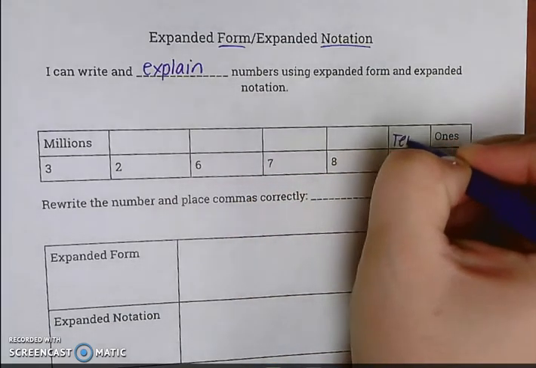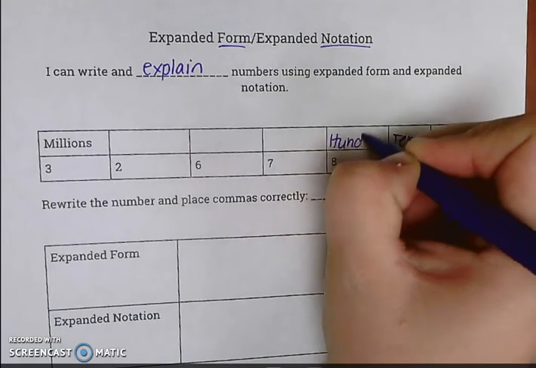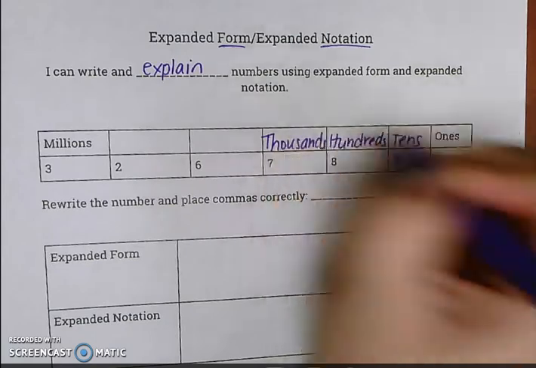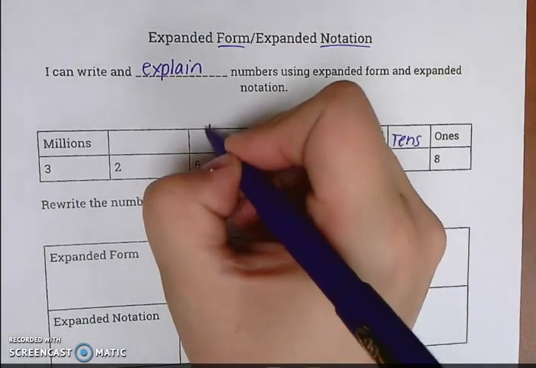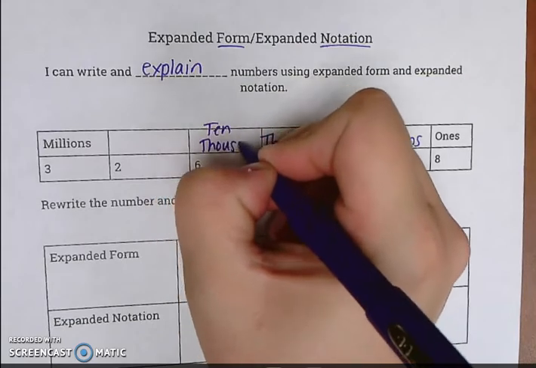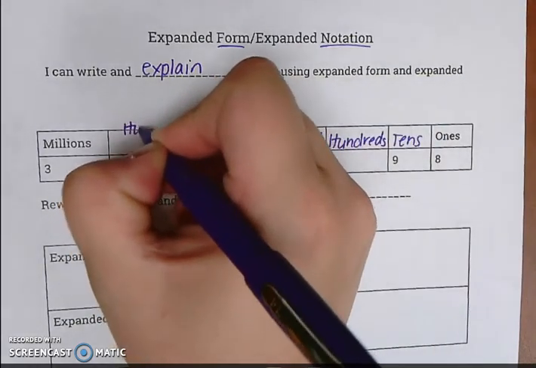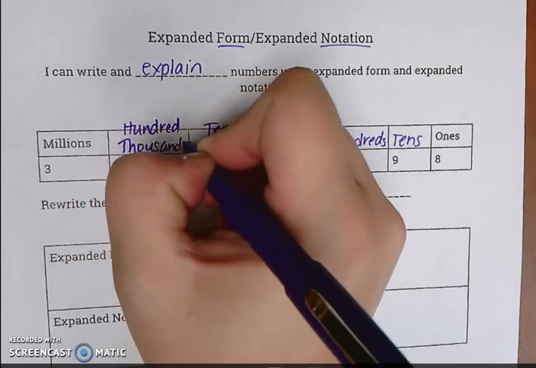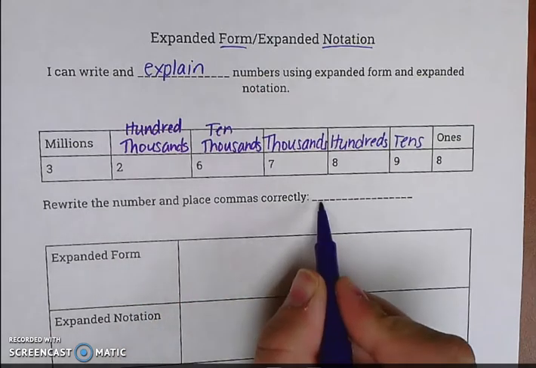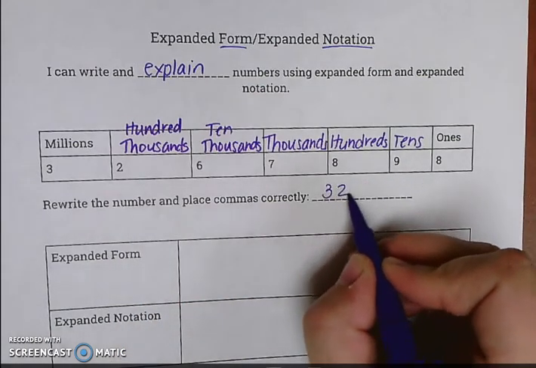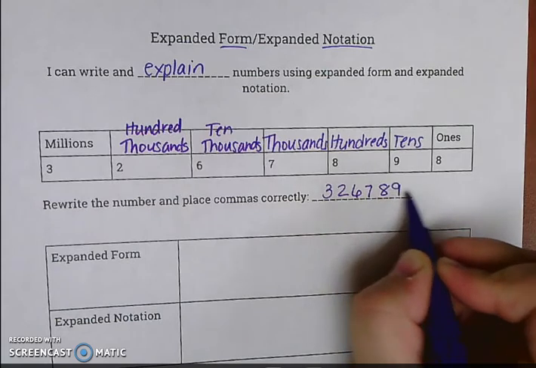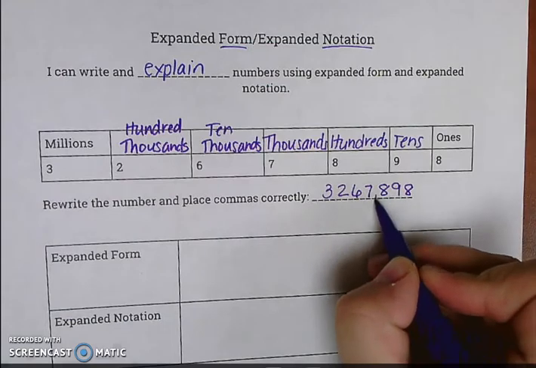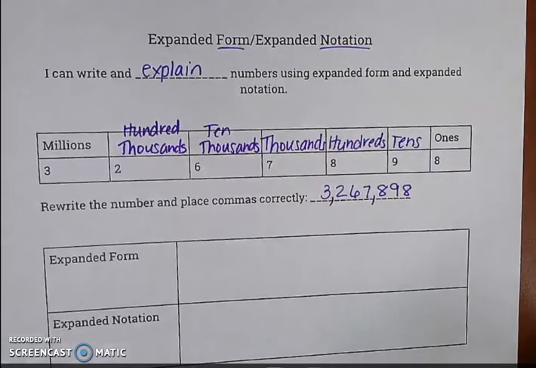So I'm going to start by labeling my place value chart. So tens, hundreds, thousands, 10,000s, and 100,000s. We're going to rewrite the number and place the commas correctly. So we just talked about that in the word form section. So remember, it's every third number, and we're going to start at the ones place. So 1, 2, 3, comma, 1, 2, 3, comma.